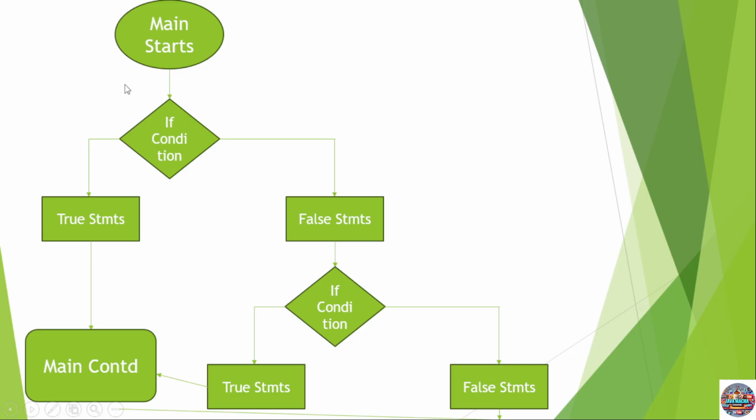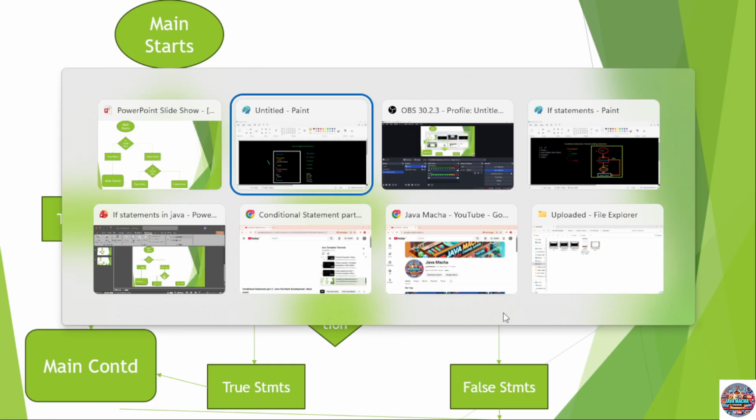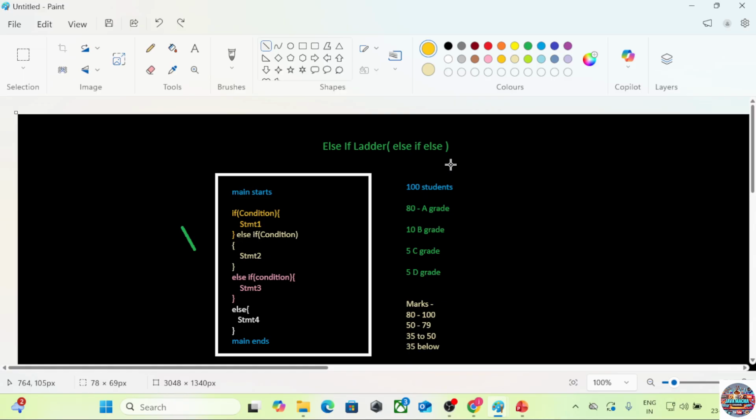Okay, so see, it became a ladder here. That's why many of them call it an else if ladder. If one statement is not correct, I want to check another condition, so add one more if statement. If that is not correct, add another, and another, like that. Multiple statements we are going to add here. That is the else if statement, the else if ladder.